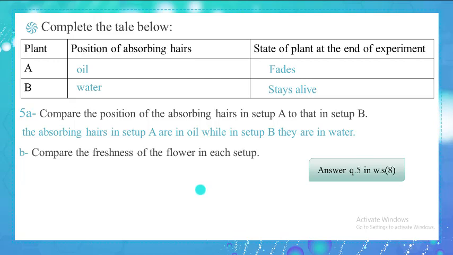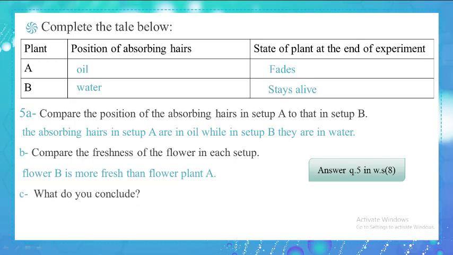Compare the freshness of the flower in each setup. Here we have the state of the flower. Which one is fresh? Flower A fades, so it's not fresh, while flower B stays alive, so it is fresh. So the answer is flower B is more fresh than flower A.